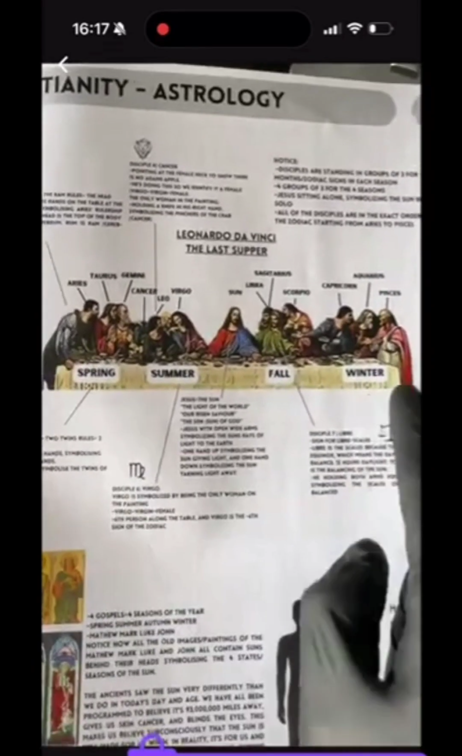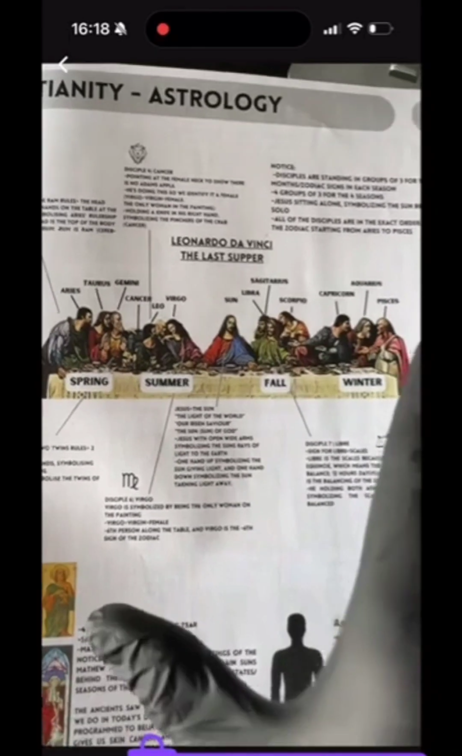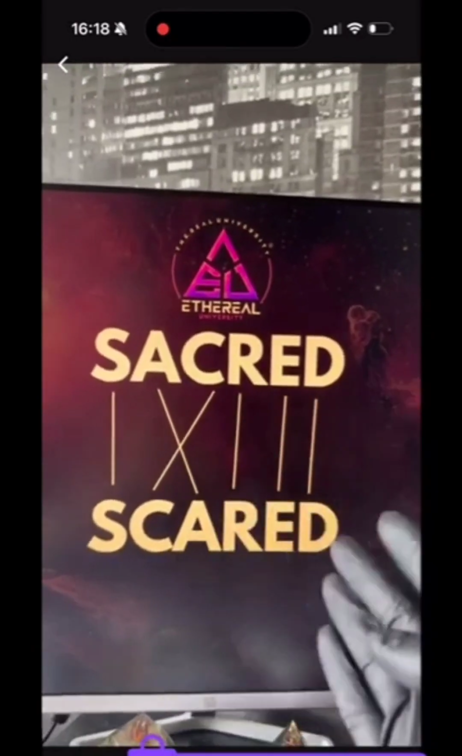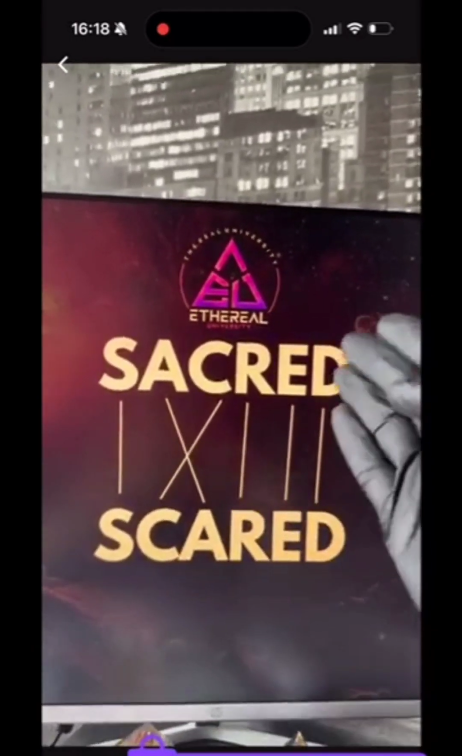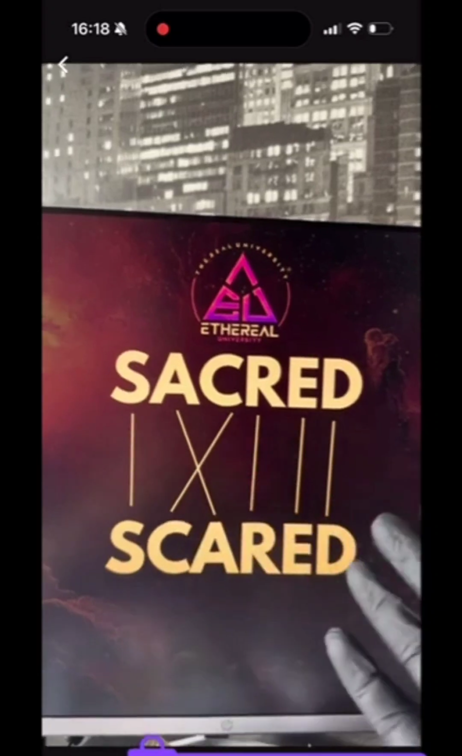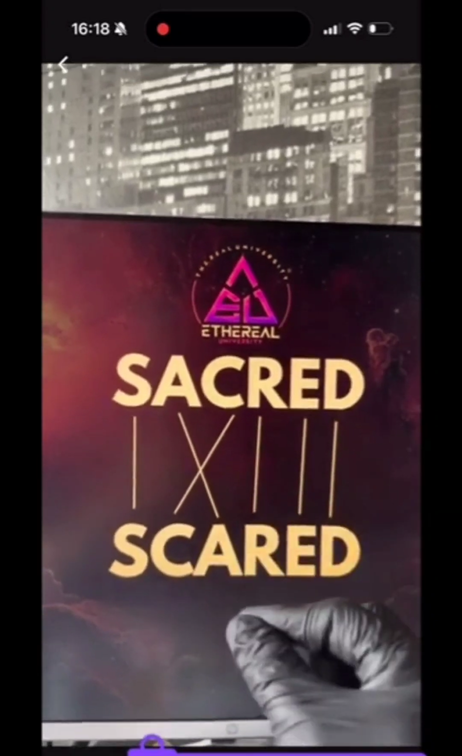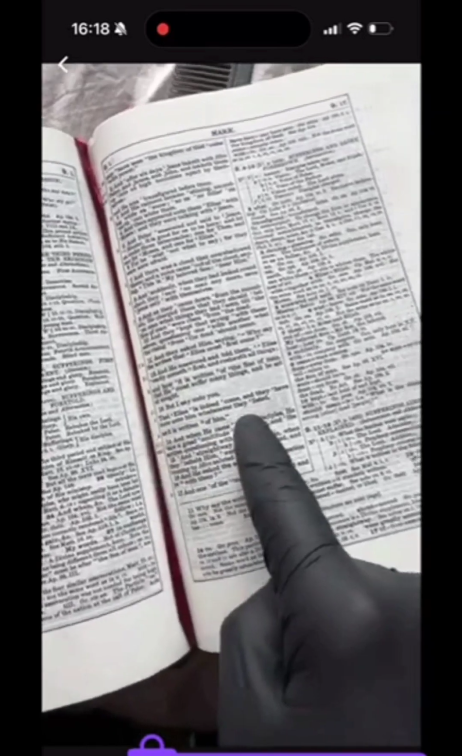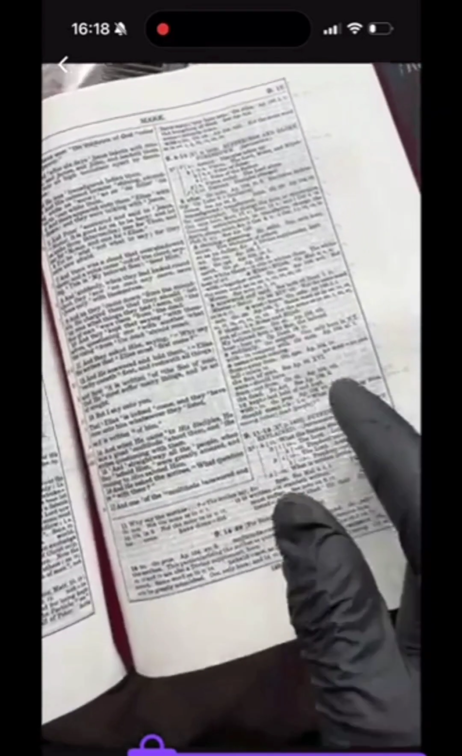The 12 zodiacs go around us because they are the energies that influence our mind, body and spirit. 13 is not an evil number. The word sacred is scared because they want you scared of the sacred things so that you do not do your research. The Bible is filled with cryptograms, metaphors, allegories and astrological codes.